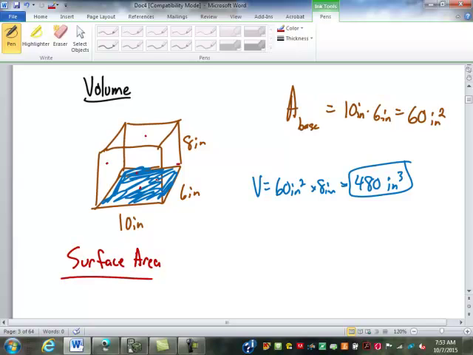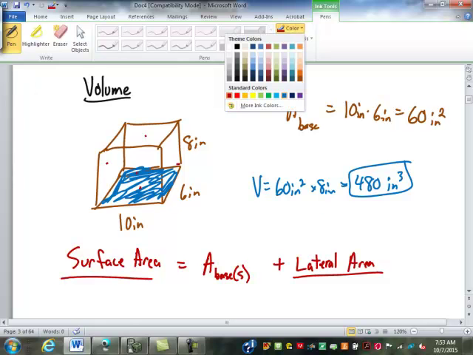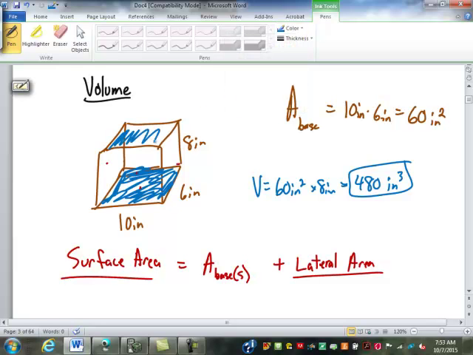But we're going to divide the surface area into 2 pieces. Surface area is going to be the area of the bases. Notice I put the S on the bases in parentheses because we're going to look at some shapes that only have one base. Plus something we're going to call the lateral area. But the lateral area is the area that connects the bases. So in this one, we've got the base on the bottom. We've got the base on the top here. Is the second base. It's identical to the bottom. The lateral area is this area that wraps around the 4 sides that connect the bases together.